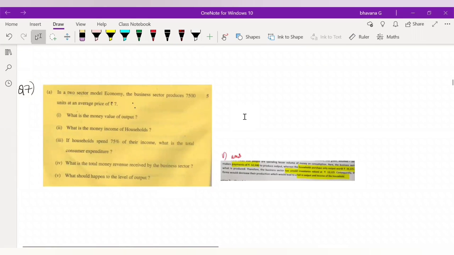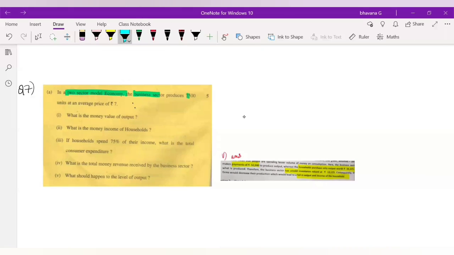So in question number 7, they tell you that in a 2-sector model economy, the business sector produces 7,500 units at an average price of ₹7. What is the money value of output? So first we will see what is the 2-sector model economy. It is nothing but where you have only firms, that is your business, and households. Okay, you only have 2 sectors in the economy.